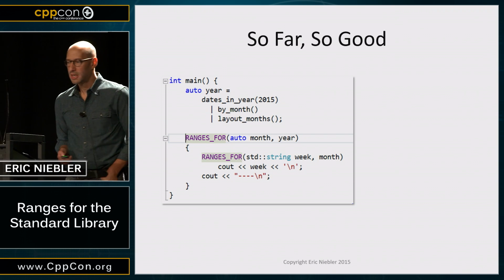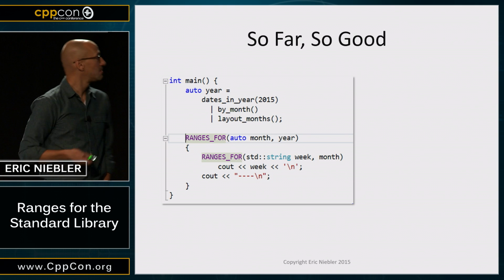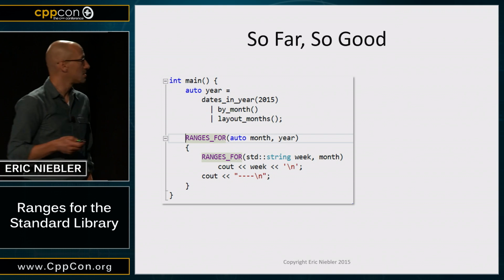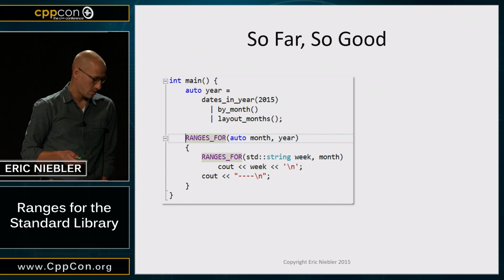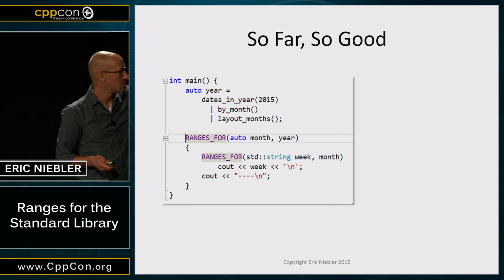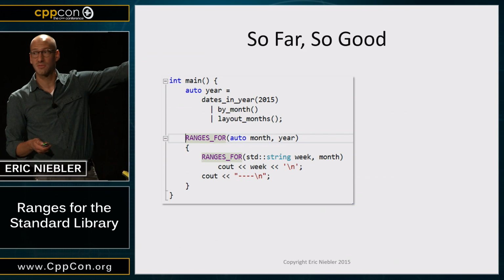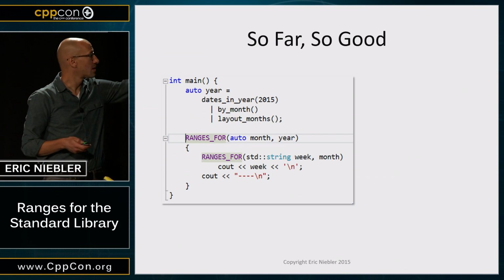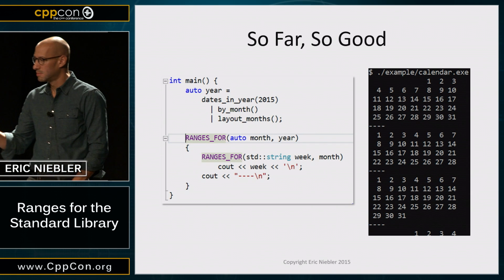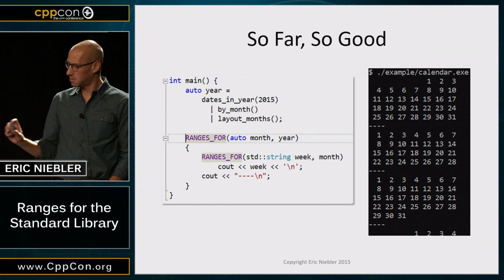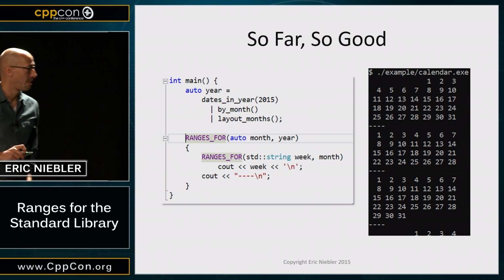Okay, so here's where we are so far. We can create a range of dates. We can carve it up into months. We can lay out the months. When we do that, we get a range of months, and in each month, we get a range of strings representing each week. And we could write them out. And when we do that, we get this, which looks a lot like a calendar right now. Okay, terrific.